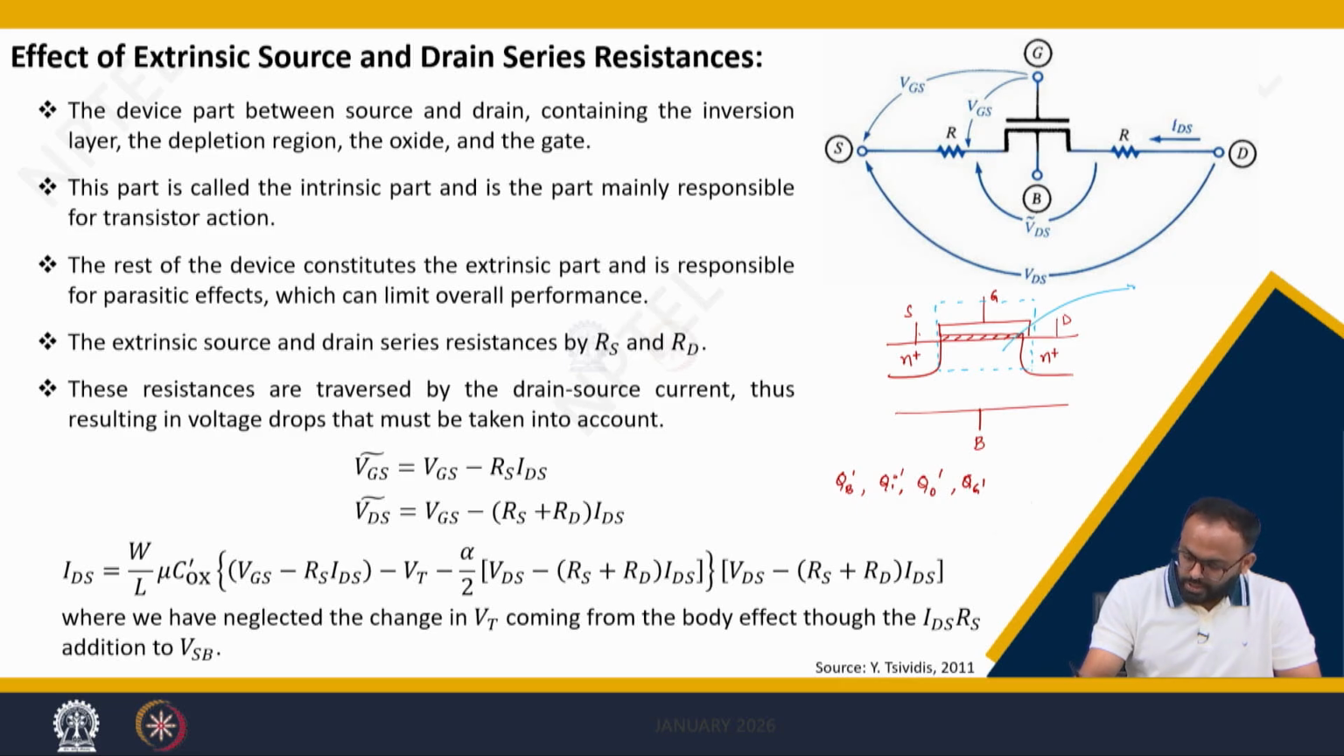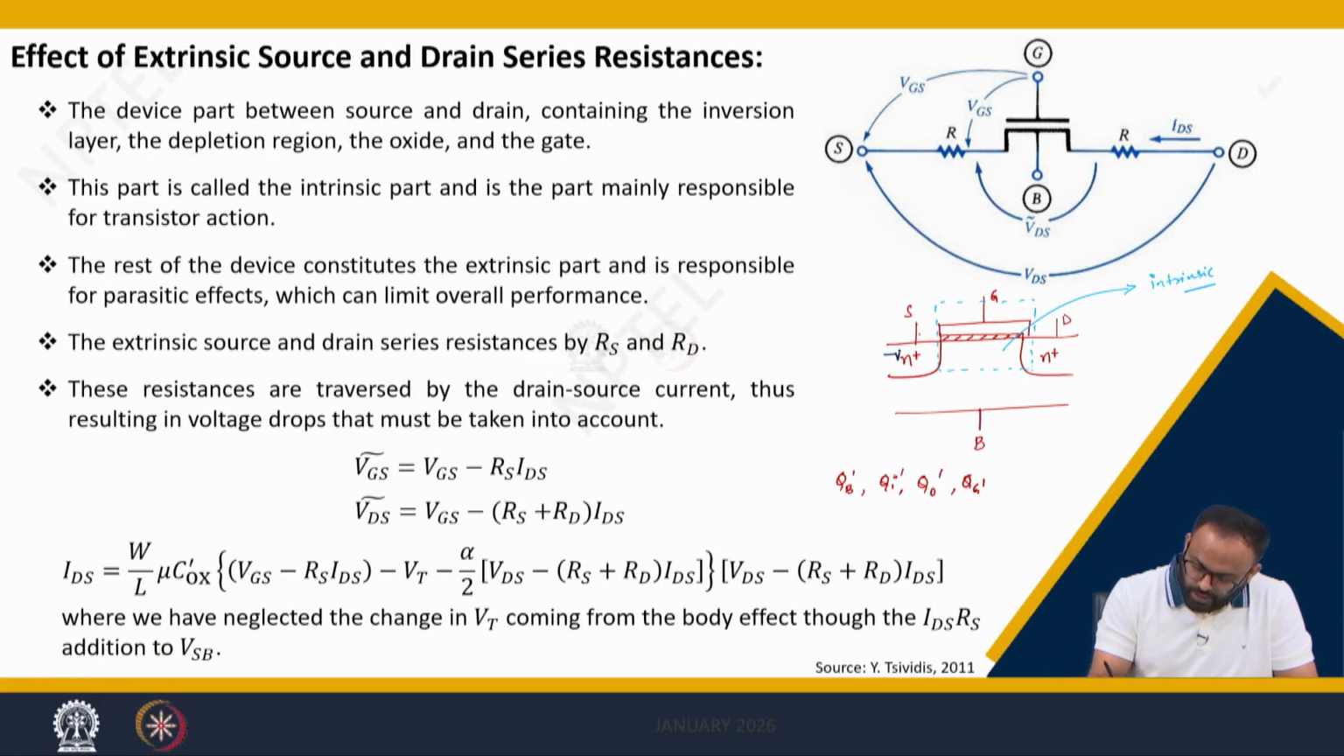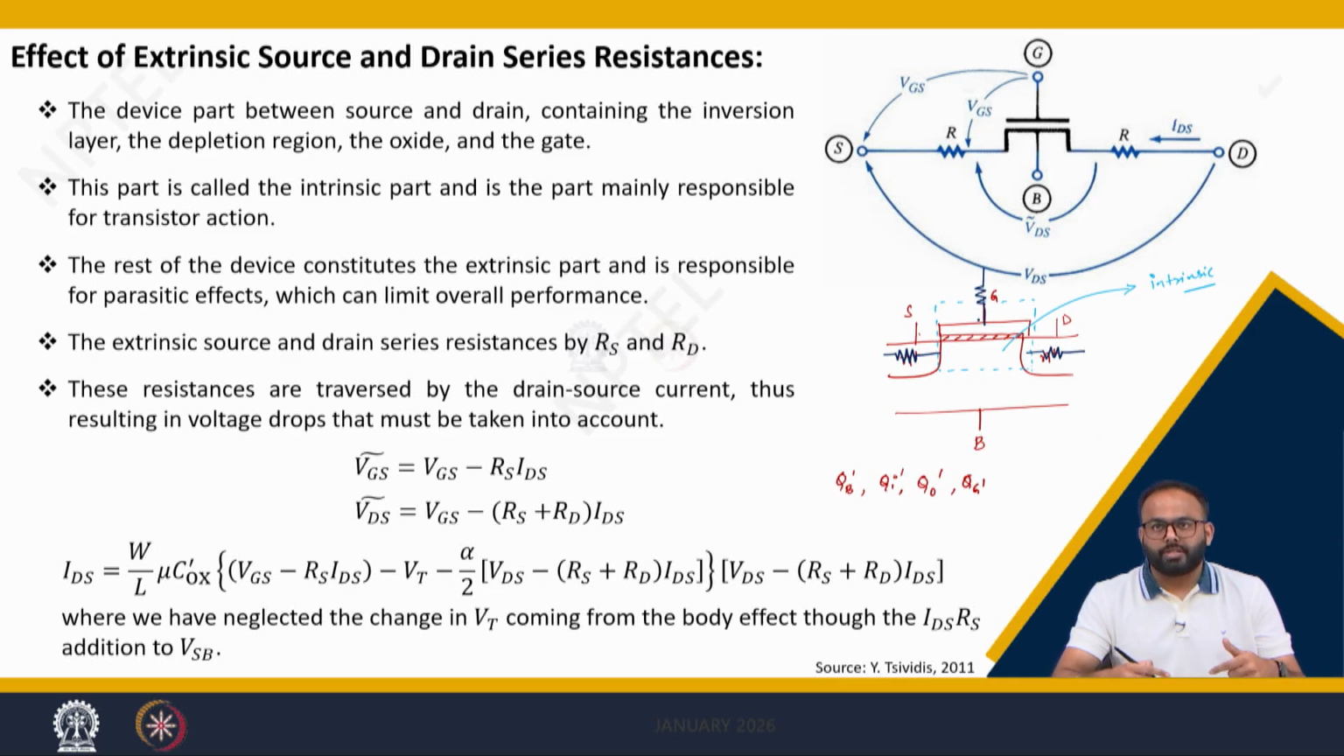This box is in general called the intrinsic part of the MOSFET. This intrinsic part is the one which captures the operation of the MOSFET. However, the complete operation of the MOSFET is also governed by the extrinsic part. Now, what are those extrinsic parts? You can see we do have a source and it does have some resistance. Similarly, the drain has some resistance. Similarly, the gate has some resistance, and other extra parasitic effects will come into the picture.